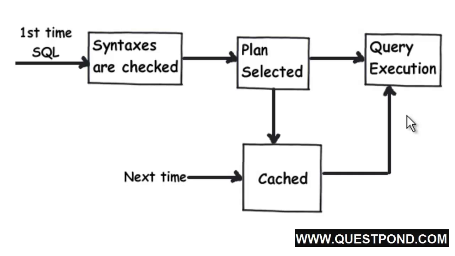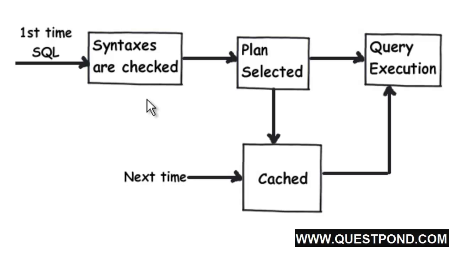When you create a stored procedure, the SQL syntaxes are checked while you create the stored procedure. So this step actually happens at design time, or when you create the stored procedure. After that, when the stored procedure is executed for the first time, the best plan is created and it is cached in memory. And after that, whenever you execute the stored procedure, the plan is taken from the cache rather than being created again and again.